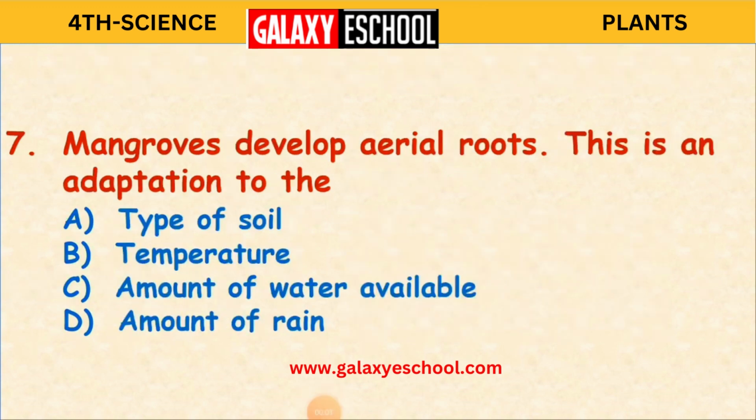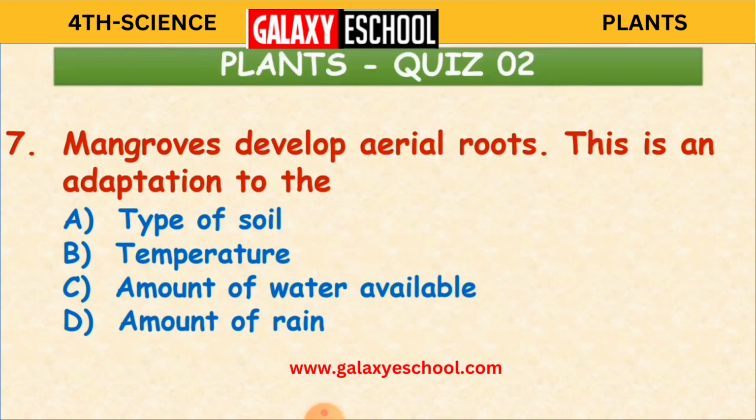Mangroves develop aerial roots. This is an adaptation to the... understand the question here. Mangroves develop aerial roots. This is an adaptation to the what? A is type of soil, B is temperature, C is amount of water available, and D is amount of rain.